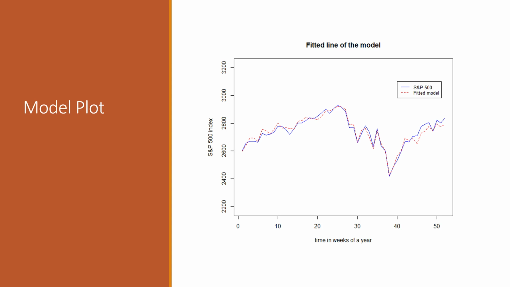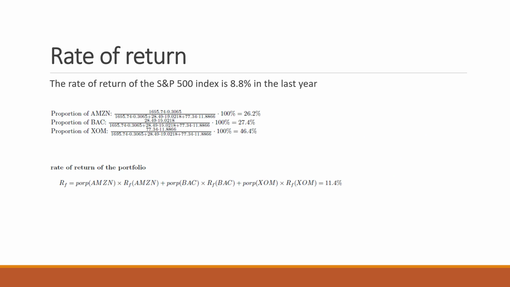Here we have the model plot. The blue plot is the real valued S&P 500 index, and the fit model is plotted in red with the dotted lines. We can see it fits nearly perfectly with all the parameter values. So now we calculate the rate of return. The rate of return for the SP500 index for the last year is 8.8%. So that is the market return of last year.